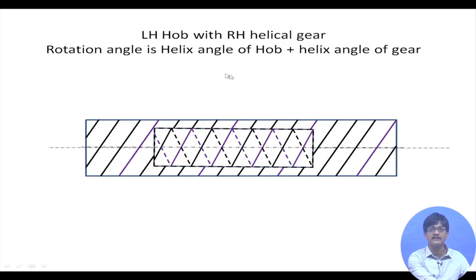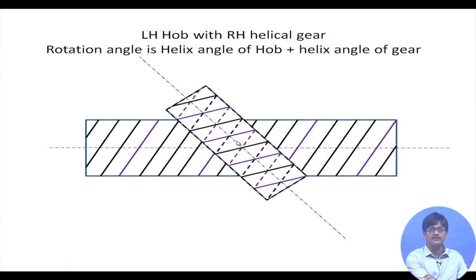Taking another case, what's that? Left-handed hob. How do I know it's a left-handed hob? While it's rotating and moving away from you, it's rotating essentially in a clockwise direction. Okay, that's good. And what about this particular thread? That's a right-hand thread, because while moving away from you, it has to have rotation in a clockwise manner when you are looking at it from this side. That's good. So how much is the rotation? Let's try this out. So once again, quite a bit of rotation is required, and this comes out to be the helix angle of the hob plus the helix angle of the gear.